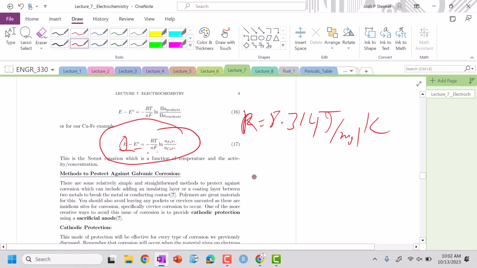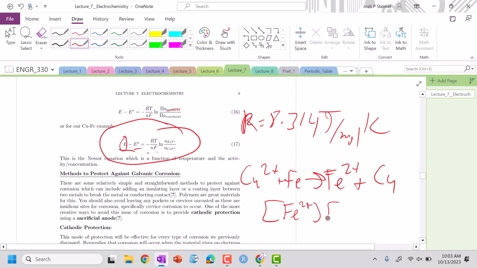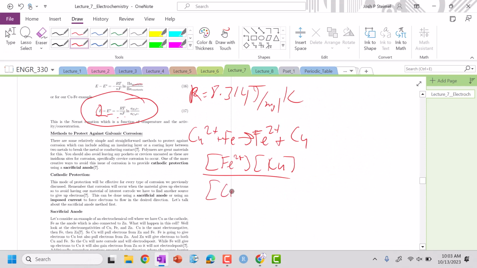And here, instead of writing it like this, let's look at how this was done. This was assuming that our full cell reaction was the following: copper 2 plus plus Fe goes to Fe 2 plus plus Cu. When I'm writing out this natural log of products over reactants, I'm going to look at concentration, because activity is basically proportional to concentration. So I'm going to take the concentration of my products, Fe 2 plus concentration times Cu, over the Cu2 plus concentration times Fe, so products over reactants.